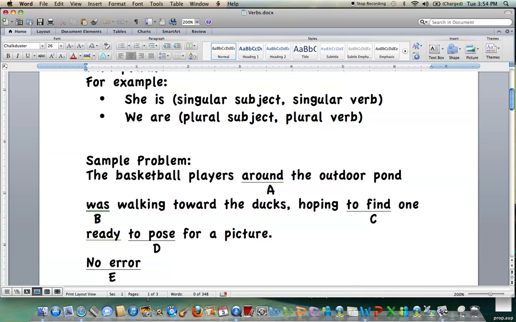Around the outdoor pond, that's the prepositional phrase. So many people stick the verb right after the word pond, which you'll notice is singular. And so it won't sound wrong to the ear to have the word was here. But if you strip your subject down and say who or what was walking, not the pond wasn't, it's the basketball players. And you know they, plural, they were walking. So many times you have to get used to ignoring prepositional phrases that are attached to your key subject, okay? So obviously your answer there is B, should be were.